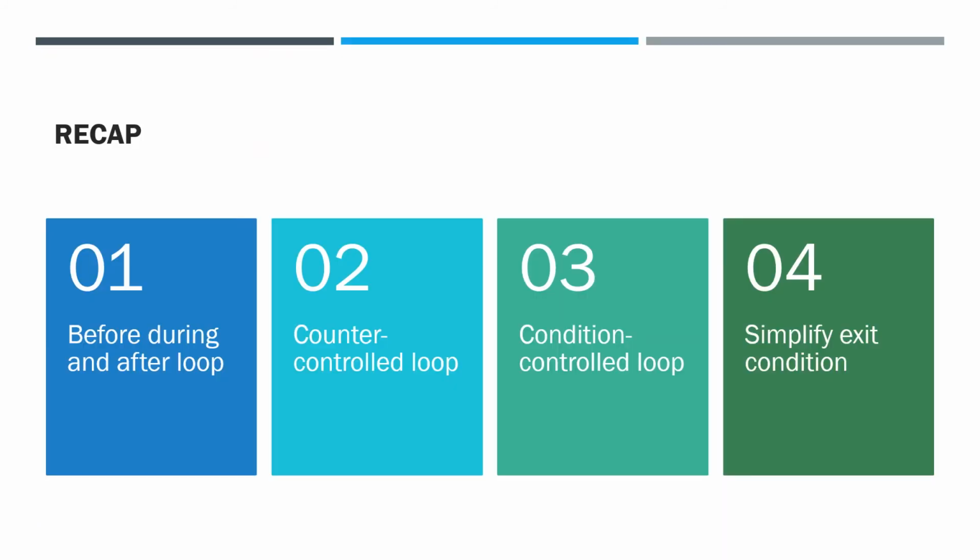So let's recap what we've learned. We have to set a total to 0 before the loop. We have to add to the total during the loop, and we have to output the result after the loop. We've seen how to do that with a counter-controlled loop, where we know exactly how many numbers we're going to enter in advance, or with a condition-controlled loop, where the user has control over how many times the loop repeats. And we've looked at a variation of that, where we simplify the exit condition to reduce the amount of typing for the user.